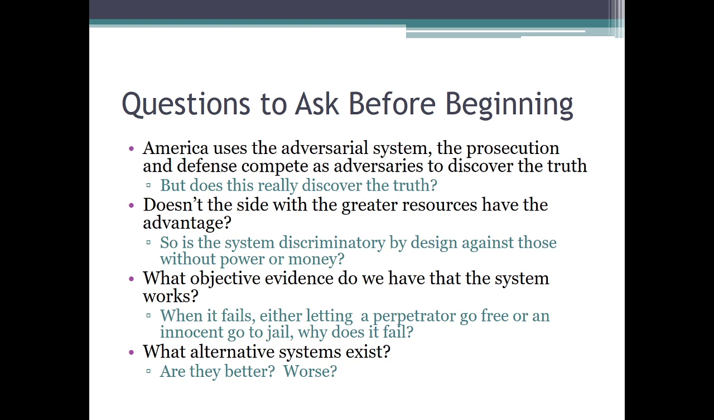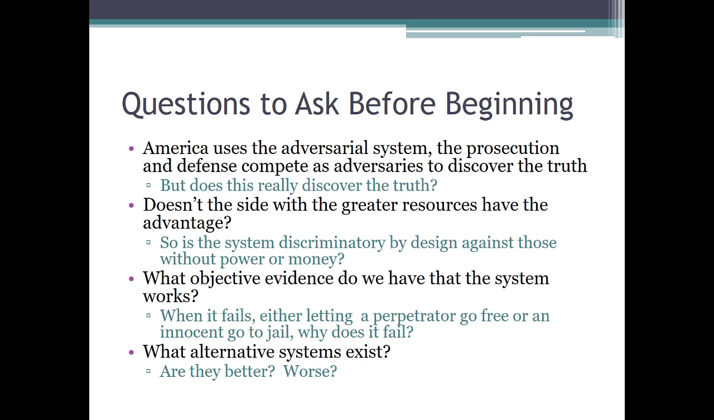Do you have objective evidence that the system works? So if I asked you this question, what percentage of the time, or how often, does the American criminal justice system, in the trial sense, get it wrong? So one way to look at that would be how many innocent people are convicted, or how many guilty people go free. And do we even know those numbers? How would you study that? And if you say, well, yes, it does fail, well, why does it fail? Because that could lead you to mechanisms to fix it.